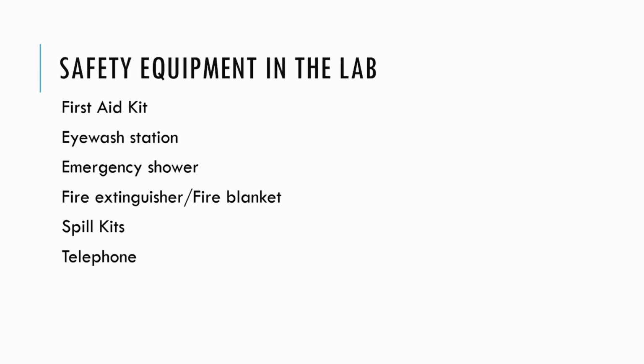There's also usually a fire extinguisher or a fire blanket. It's important to note with fire extinguishers, if you don't know how to accurately use one, please don't try. Instead, just call for the fire department. But if you do know how to use a fire extinguisher, there's usually one at your disposal if there is a fire. There are also spill kits in case certain chemicals are spilled onto the floor or tables.